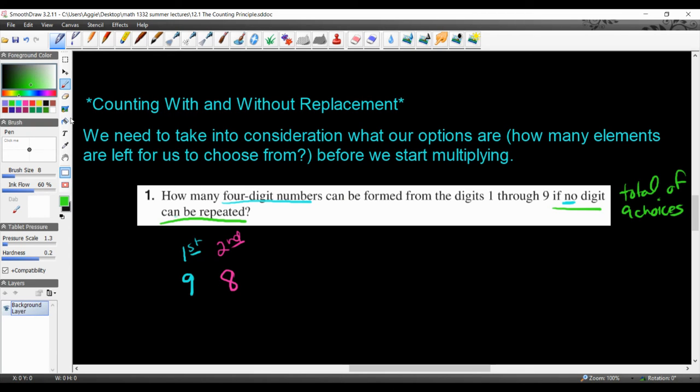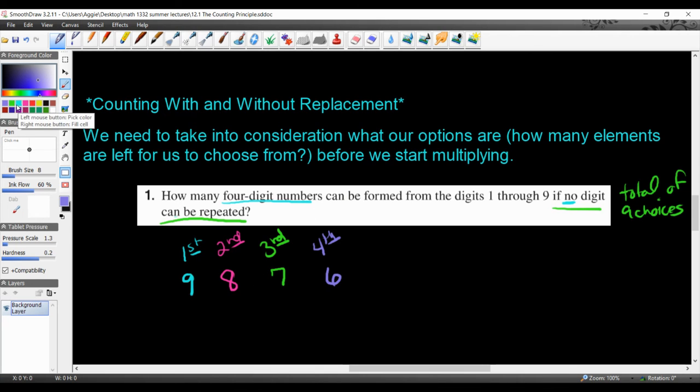Do you see how that works? For our third digit, again, they can't repeat. So whatever numbers we chose here, we can't use them here. So we're going to have to subtract them. So that's going to be 9 minus 2 is 7. And finally, for the fourth digit, again, we can't use these three. So we're going to have to subtract that number of possibilities from this one, which would be 6.